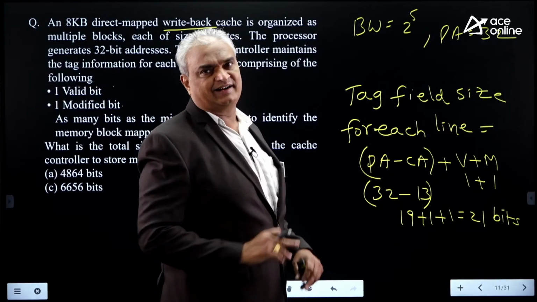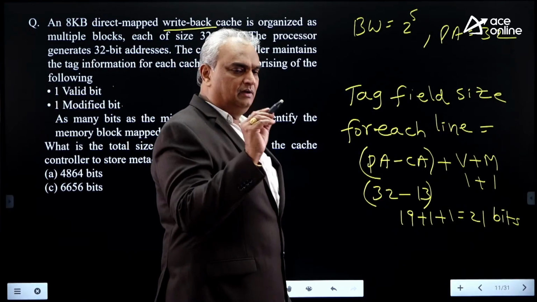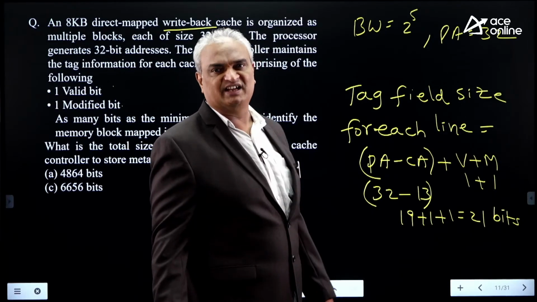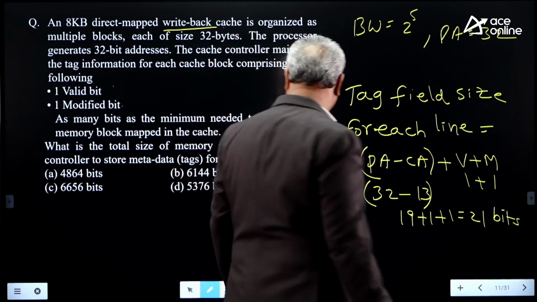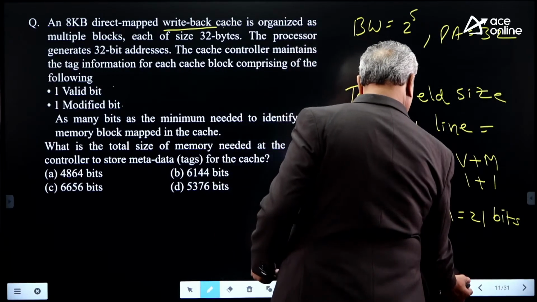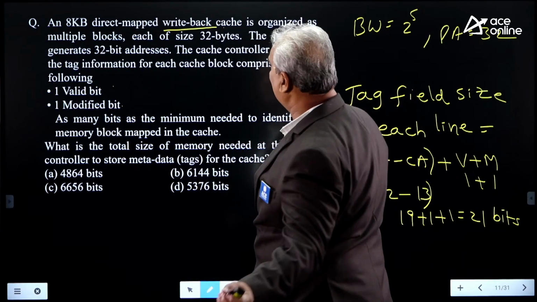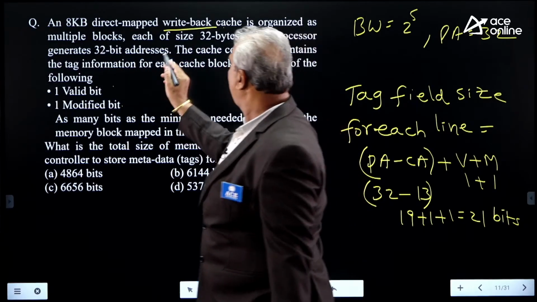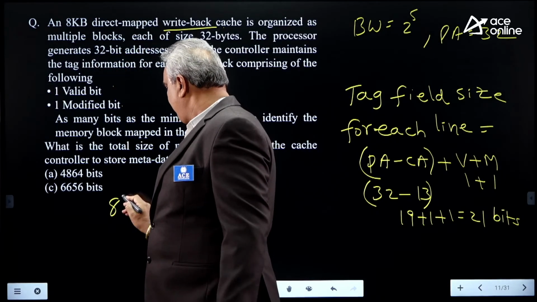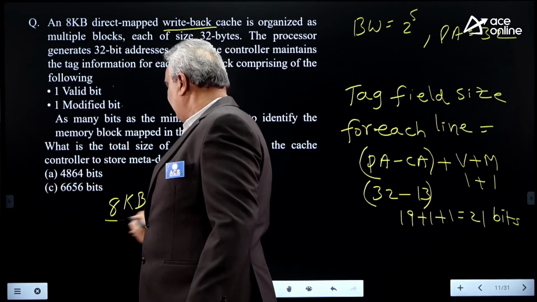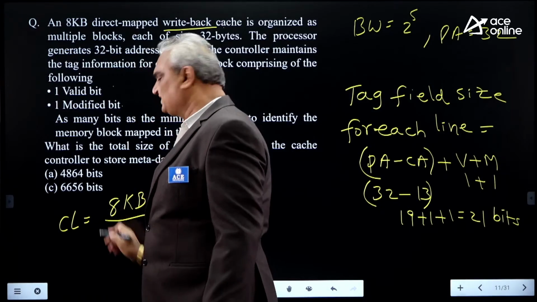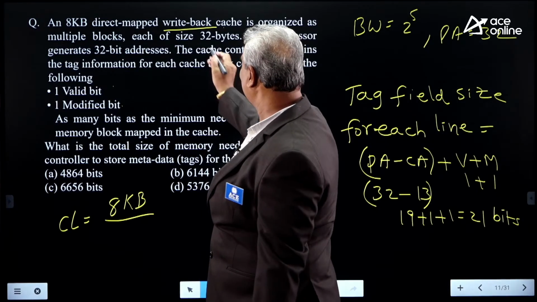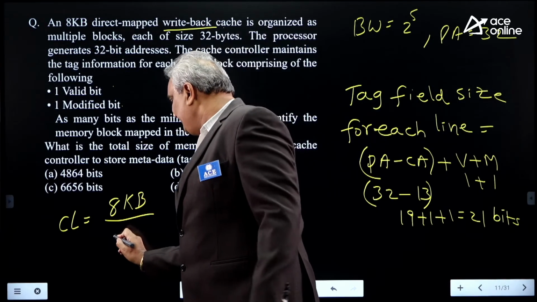What is the total tag directory size? Number of bits required for one cache line times the number of such cache lines. How many cache lines are there? You should find. How to find the number of cache lines? What about the cache memory size? 8 KB. Here, CL tells the number of cache lines. Number of cache lines is equal to cache memory size divided by one block size, means 2 power 5 bytes.